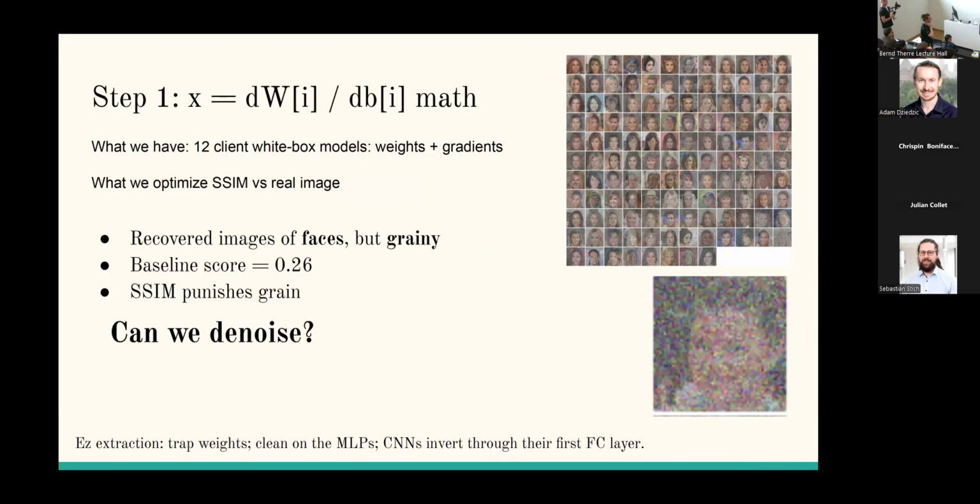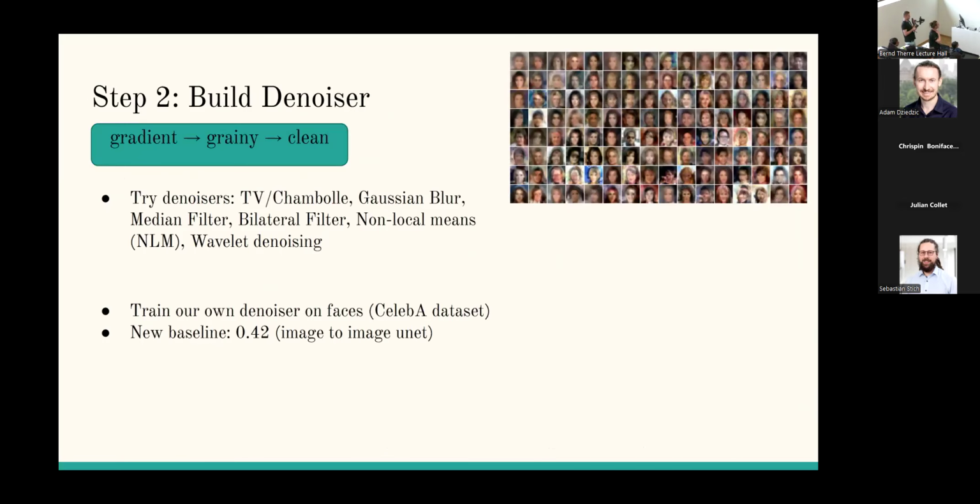So we start off doing some basic algebra to get the baseline of recovered images. We saw that there were faces and they were also super grainy. The score was 0.26, and SSIM, the score function or metric, punishes grain. So what can we do? Can we denoise it to get a higher score? That's what we try now.